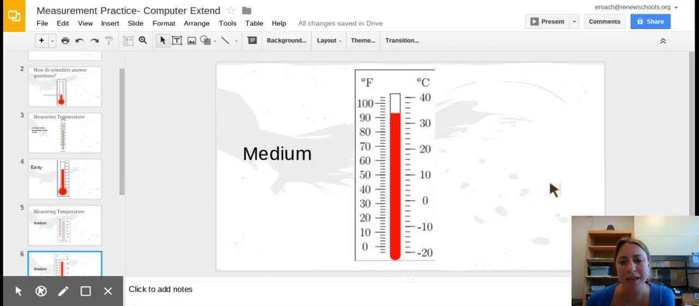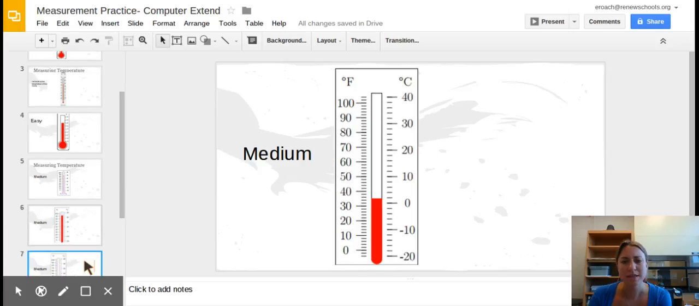All right, here's another medium one. This time, I want you to use the Celsius scale. What temperature is shown on this thermometer in Celsius? All right, nice work. Let's take a look at the next one. What temperature is shown on this thermometer in Fahrenheit? You're going to answer the question next.